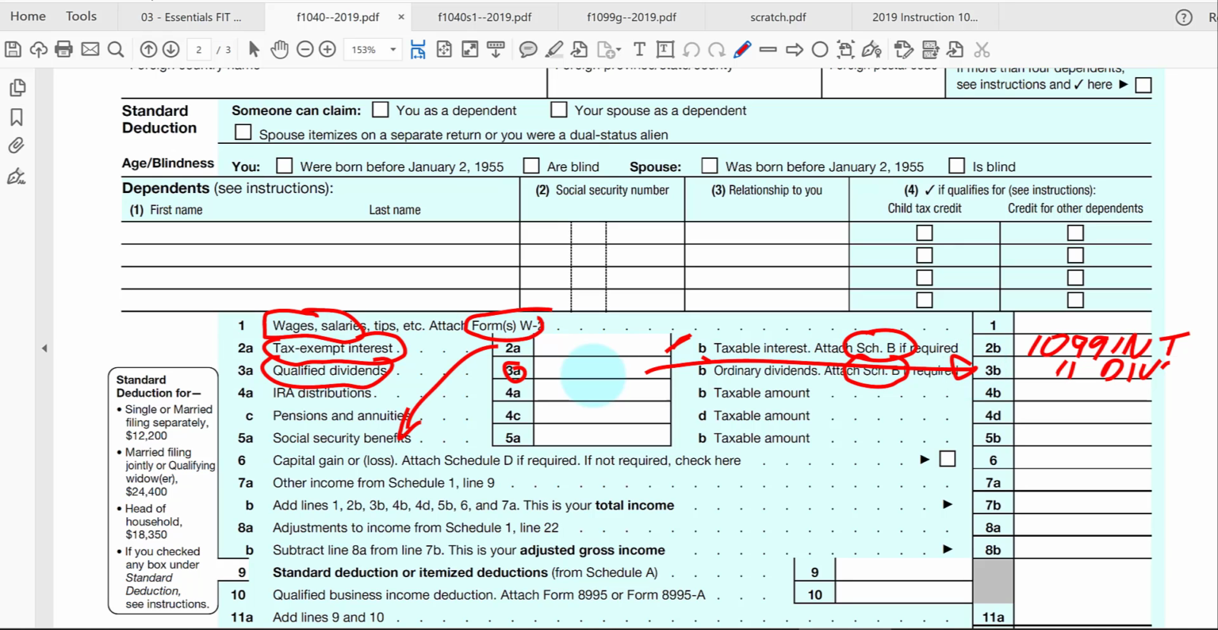We've talked about taxing this qualified dividends at a lower rate using something called the Qualified Dividend and Capital Gain Worksheet that's linked inside of our Chapter Resources folder. IRAs and pensions in line 4 are reported to the taxpayer on Form 1099-R, R for retirement. And the gross amount is here in box 4A or 4C, and then the taxable amount here in the right-hand columns.